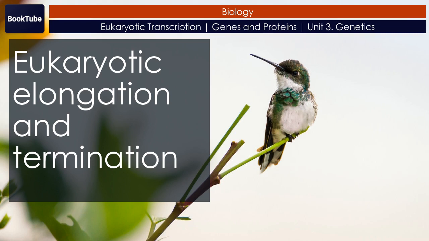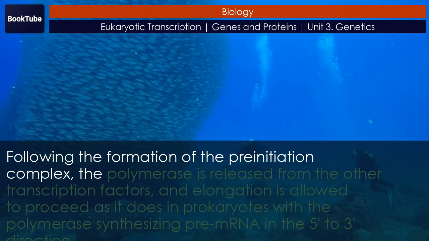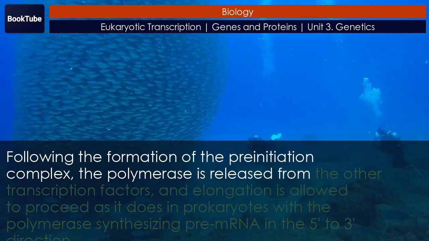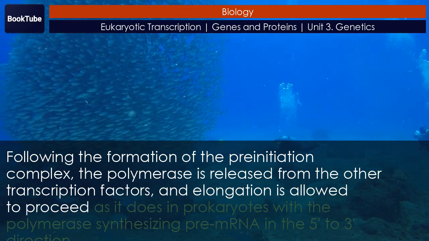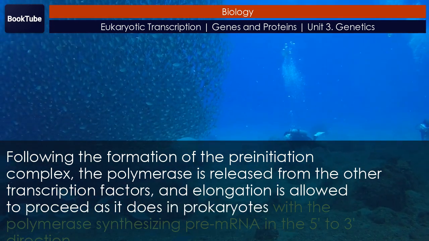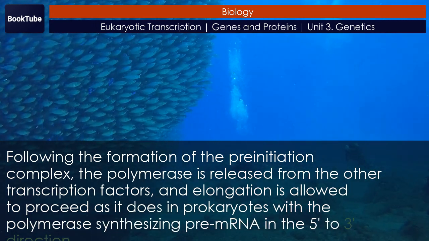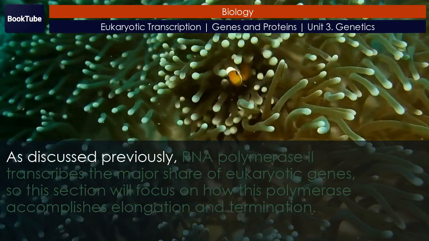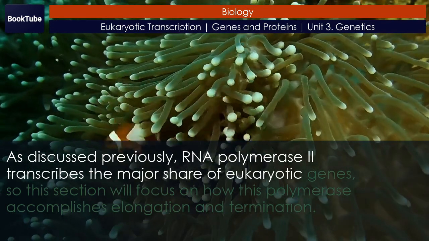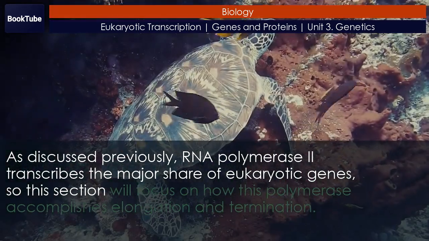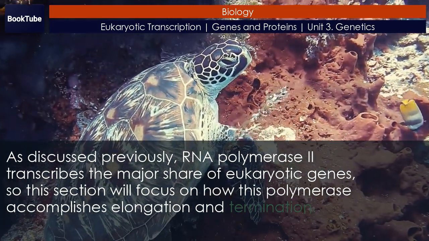Eukaryotic elongation and termination. Following the formation of the pre-initiation complex, the polymerase is released from the other transcription factors, and elongation is allowed to proceed as it does in prokaryotes, with the polymerase synthesizing pre-mRNA in the 5' to 3' direction. As discussed previously, RNA polymerase II transcribes the major share of eukaryotic genes. So this section will focus on how this polymerase accomplishes elongation and termination.